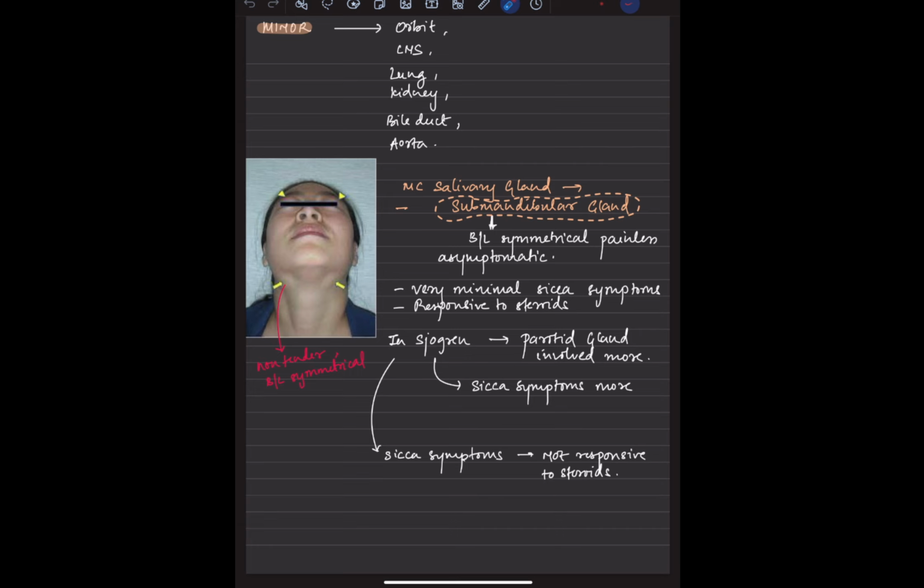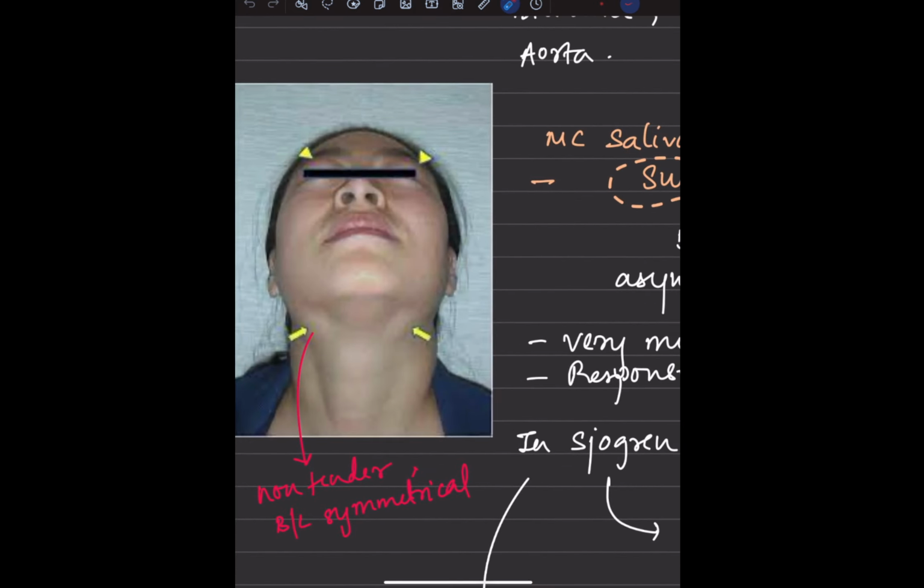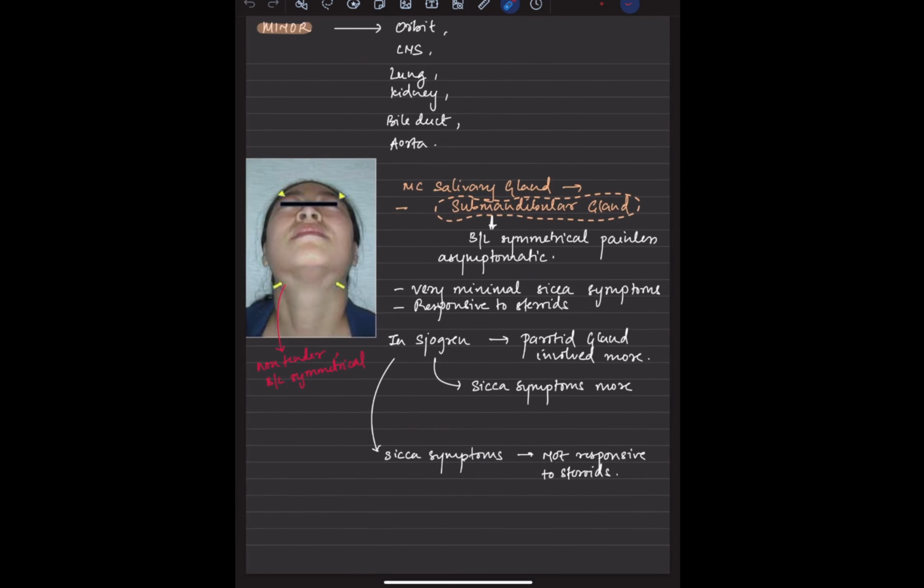So let's see one by one what are the things that are important to us. You could see this image. So this person is having a mass, okay, which is non-tender and symmetrical. It is mostly the submandibular gland which is involved, okay, and it is painless, and the patient may be asymptomatic, and sicca symptoms are not here, so that can differentiate between Sjogren's and this. And this has a response to steroids, whereas Sjogren's does not have a response.